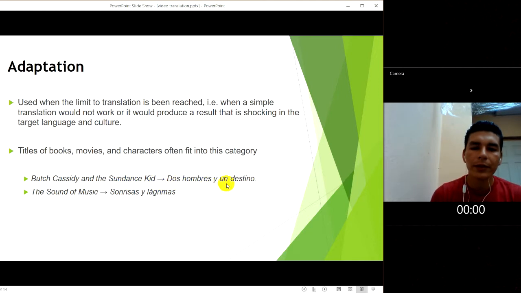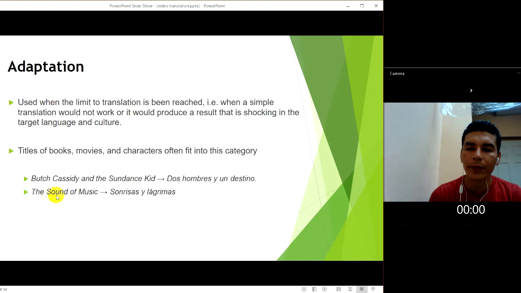"Dos hombres y un destino." It's different. This is the reason we take adaptation into account, because this title is adapted to a new language. For example, "The Sound of Music" is not a literal translation to Spanish. "Sonrisas y lágrimas" is not a literal translation. It's different. Music, as you know, is "música," but here the word music does not appear.